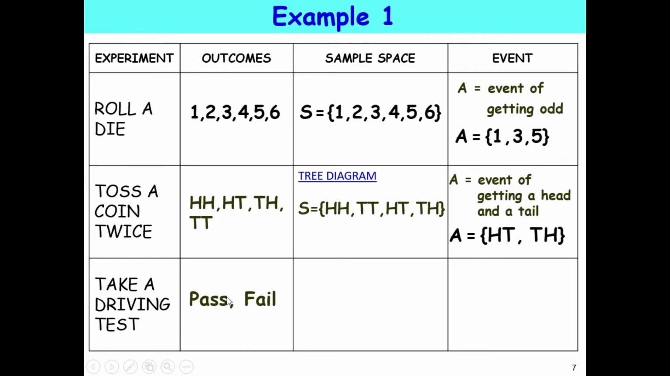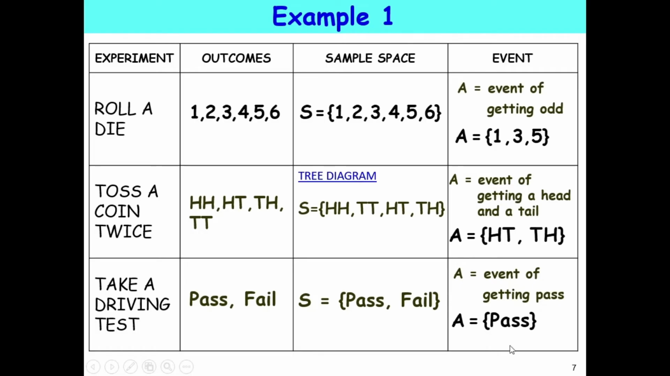Next example, take a driving test. The outcomes are either you pass or fail the test. So the sample space will be either pass or fail. Let's take an example of an event from the sample space. Then A, for the event of getting pass, the only element that we have in the event is just pass.